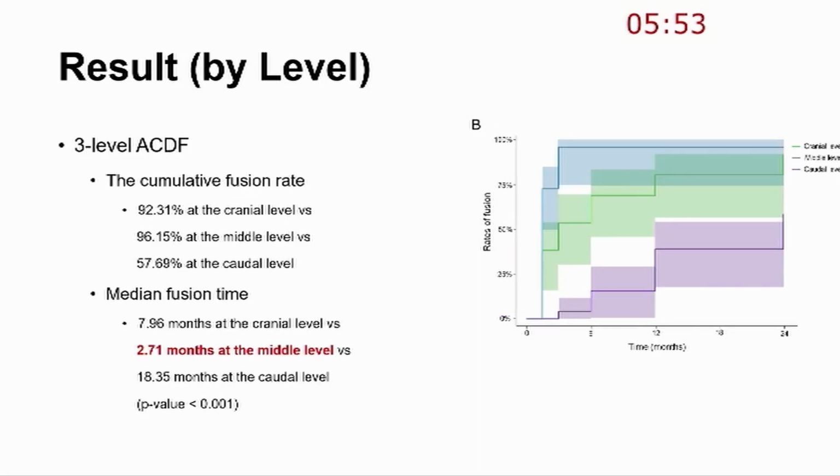In 3-level ACDF, you can see this data: 92% at the cranial level, 96% at the middle level, and 57% at the caudal level. Middle level first, then cranial, and then caudal. Median fusion time: you can see 8 months at the cranial level, 2.7 months at the middle level, and 18 months at the caudal level.